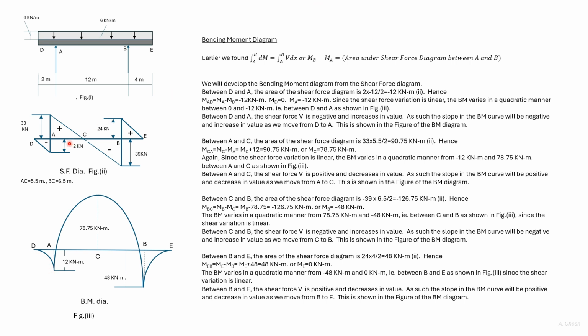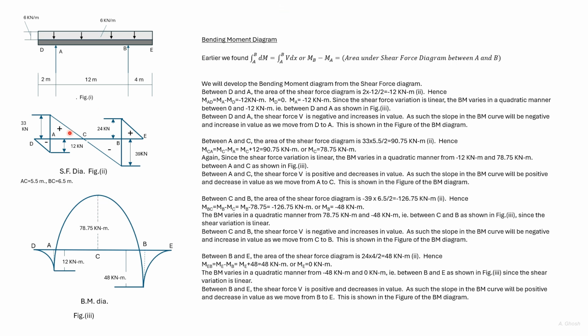Next, we find the area between A and C of the shear force diagram, which is given as 33 into 5.5 divided by 2. That is 90.75 kilonewton meter. Again, using this equation, we have MCA is equal to MC minus MA is equal to 90.75. We know MA, so we get MC as 78.75 kilonewton meter, which we have plotted here.